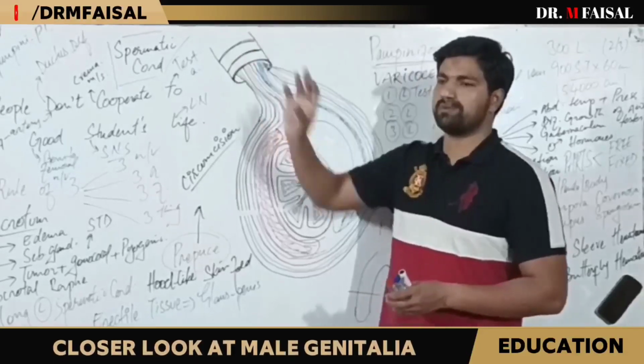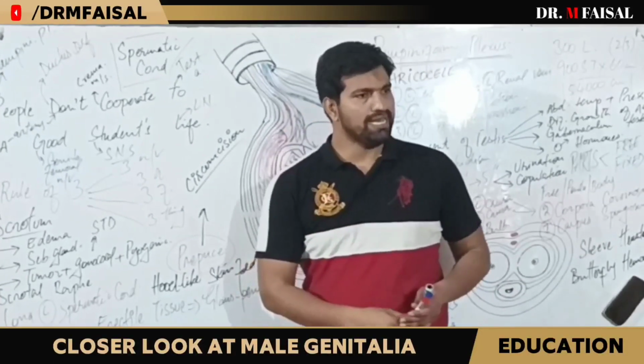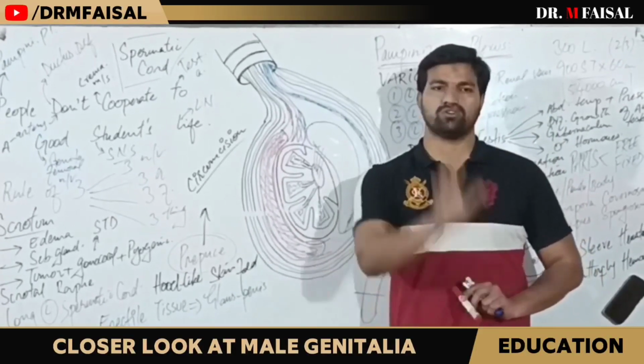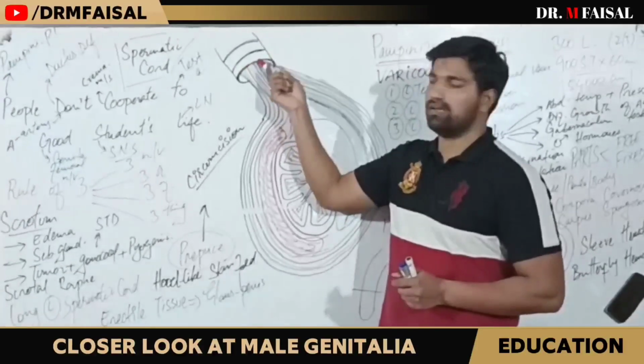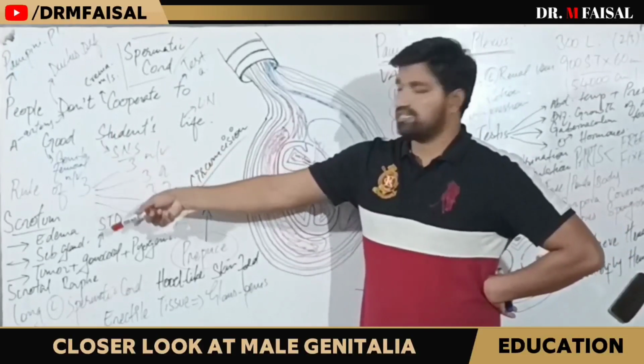Passing to the spermatic cord. The spermatic cord is nothing but an outpouching or extension of the abdominal wall. It acts as a conduit, a bridge between abdominal contents and the scrotal contents. It works as a bridge. What are its contents? The mnemonic is "People don't cooperate to a good student's life," or the rule of 3.